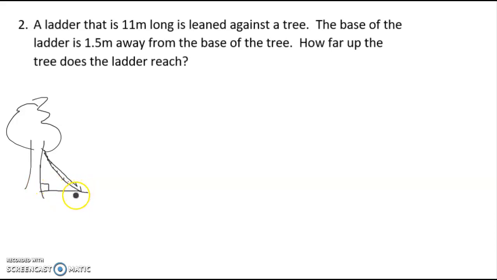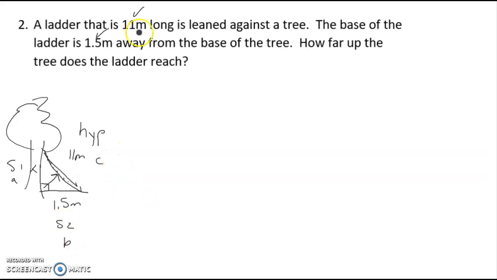And here's our right angle. It says a ladder that is 11 meters long is leaning against the tree. So the ladder is 11 meters. Check. The base of the ladder is 1.5 meters from the base of the tree. So down here is 1.5 meters. Check. How far up the tree does the ladder reach? So I'm going to call that X, because we don't know. So this right here is my hypotenuse, my longest side, or you can call it C. Side 1 or A, side 2 or B.